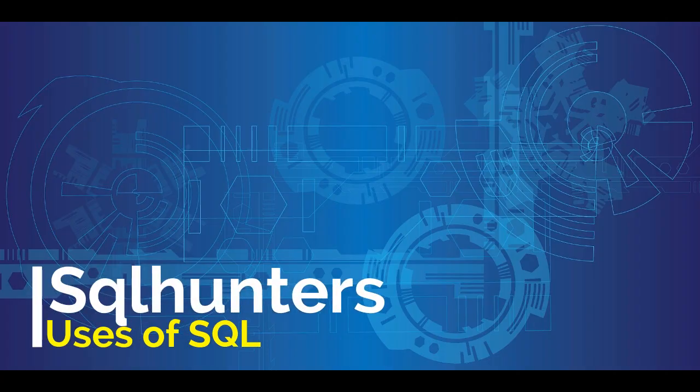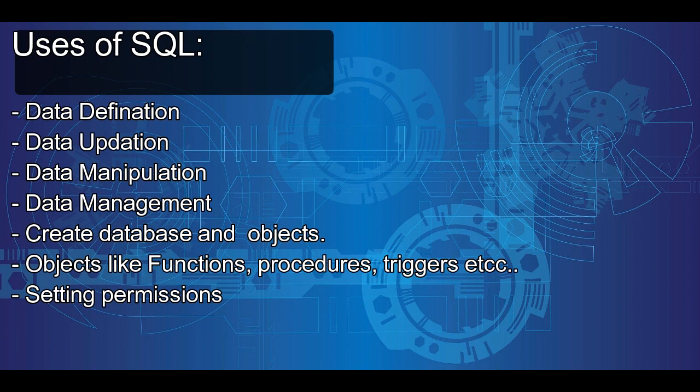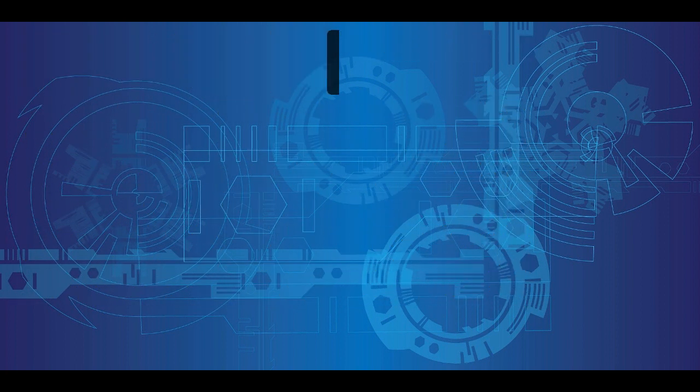Moving on to what all can be done using SQL. Using SQL, we can perform various tasks such as data definition, data retrieval, data updation, data manipulation. Similarly, you can also create and drop database and database objects like functions, procedures, tables, etc. You can also set permissions on all the objects. Setting permissions means authorizing specific group of people or a user to specific objects. Detailed functioning of all the objects and functions will be covered in upcoming videos.